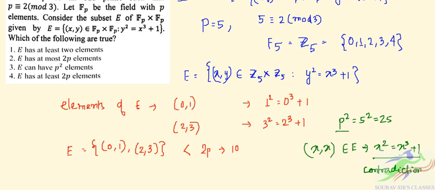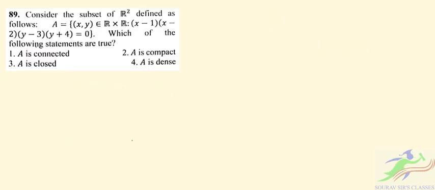Then the total number of elements in that case would be Z5 cross Z5, that is 25, which will be a contradiction. So option 3 is incorrect. So we have only options 1 and 2. These are the two correct options: E has at least 2 elements and E has at most 2p elements.